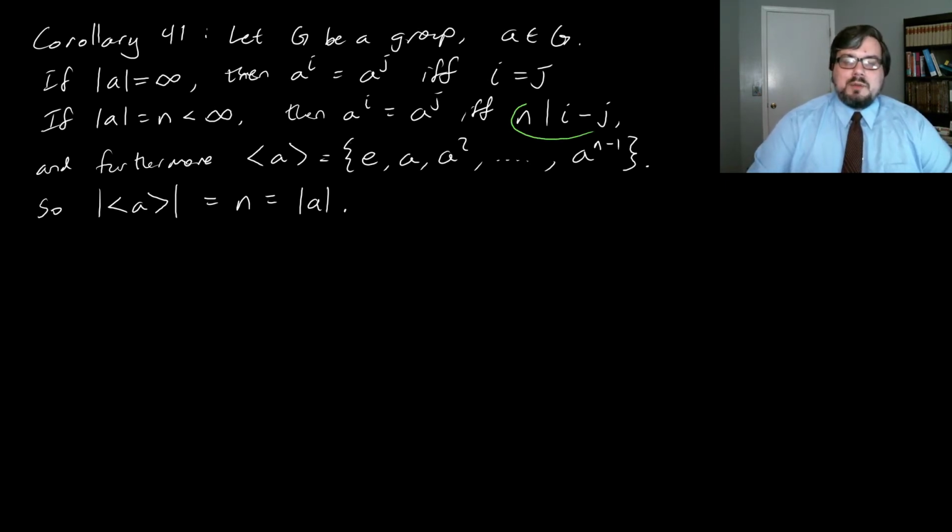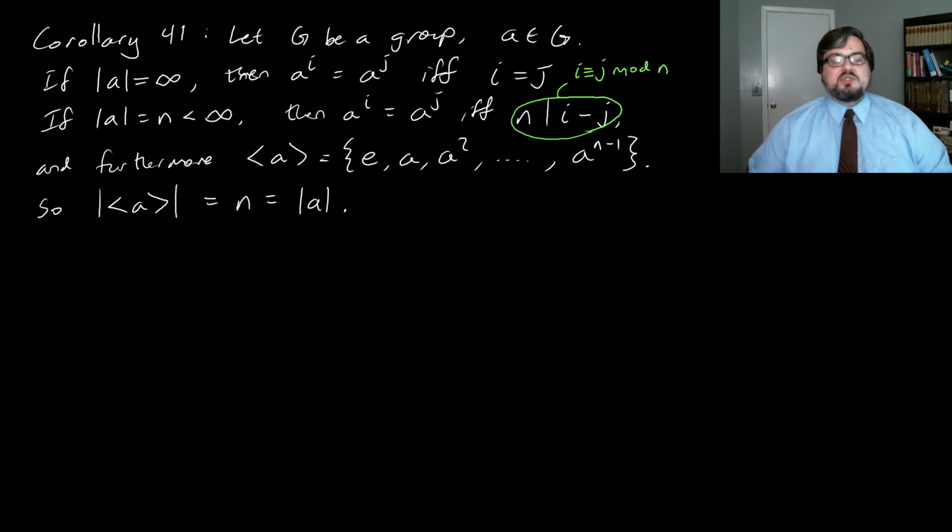Before we move on, I want to just remember that this condition, n divides I minus J, is the same condition as saying that I is congruent to J mod n. So what this corollary is really starting to get at is that the structure of a finite cyclic group is intimately connected with the structure of Z mod nZ, which is based on the equivalence classes modulo n. And again, we'll make that very precise at a later date.